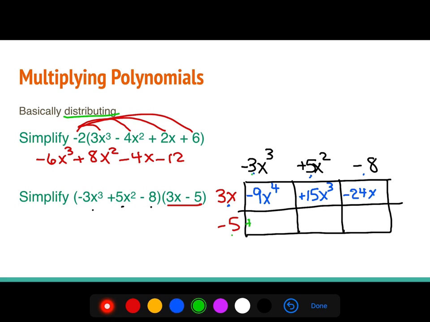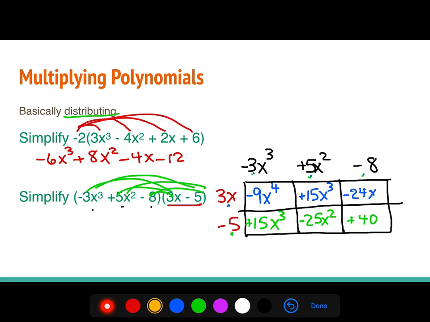Now across the top row again. 3 times negative 8 is negative 24. And we still have my x. Now I'm going to do the bottom row. Negative 5 times negative 3 is positive 15 x cubes. Negative 5 times positive 5 is negative 25 x squareds. And negative 5 times negative 8 is positive 40.